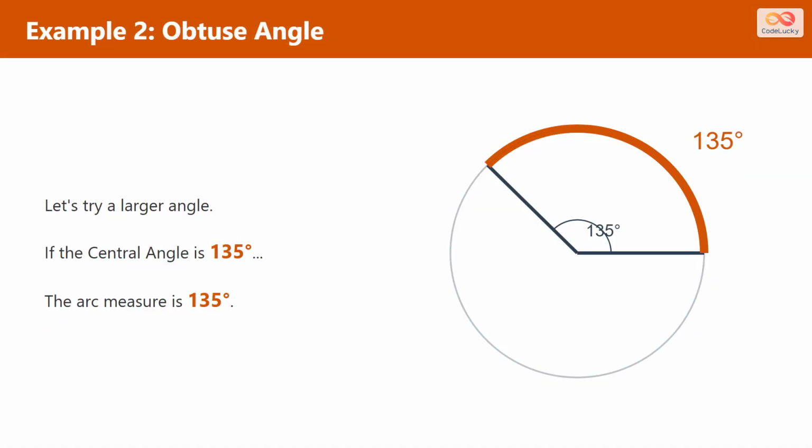This rule holds true for any size angle. In this example, we have a wider, obtuse angle measuring 135 degrees. Consequently, the arc connecting the endpoints of this angle also measures 135 degrees.